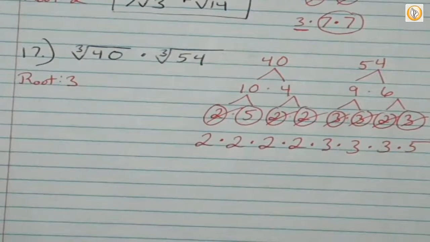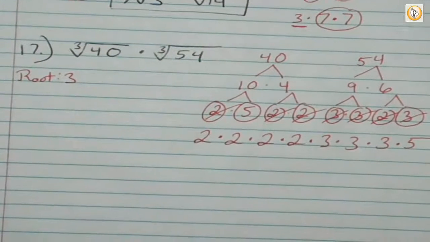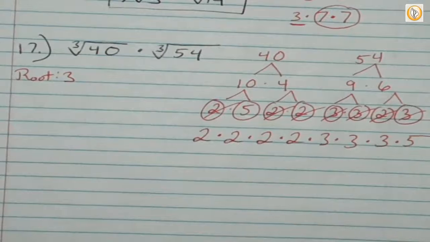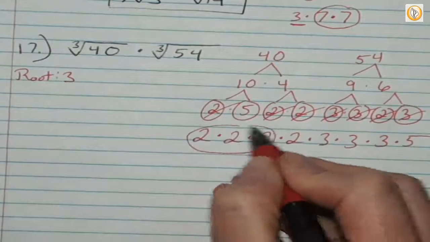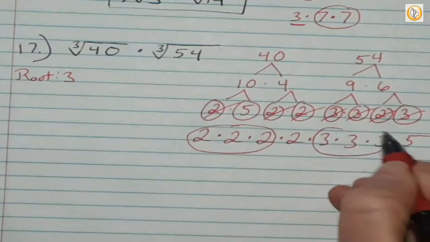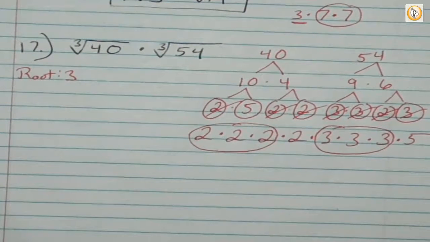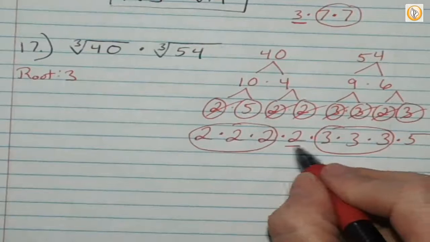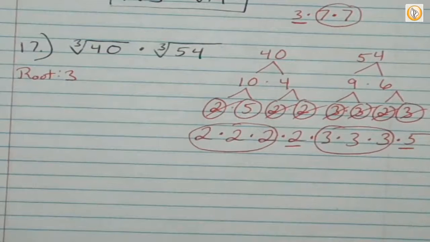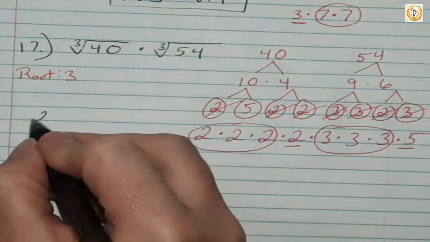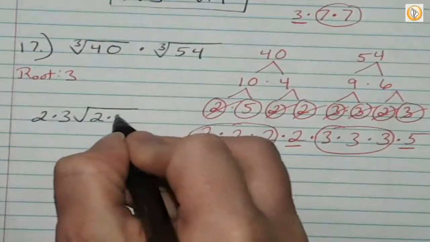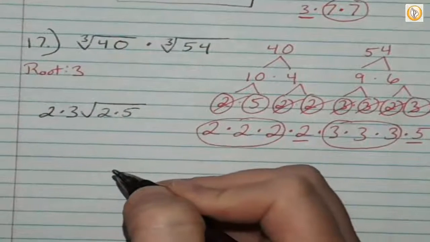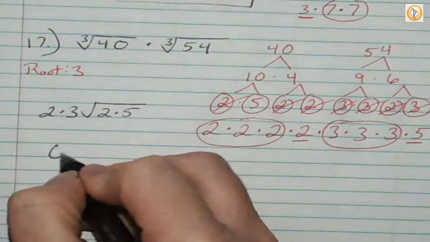All right, and chat. My root is 3, so I'm looking for groups of 3. Very good. What do I have? 3 2s and 3 3s. Then your 2 and 5 are 2. And then you have 2 times 3 on the outside, and then 2 times 5 on the inside. And then you do that, and it's 6 times the square root of 10.